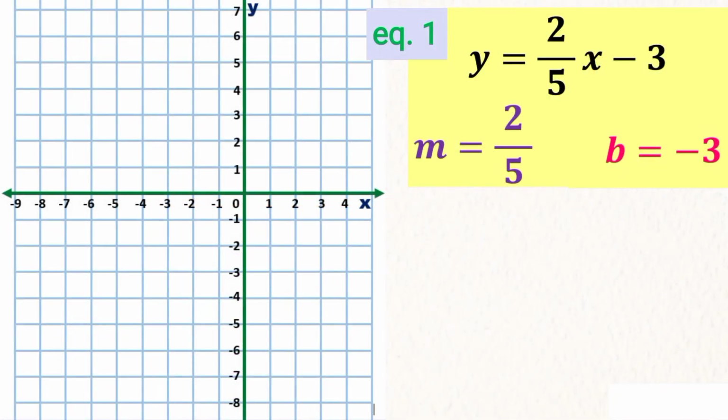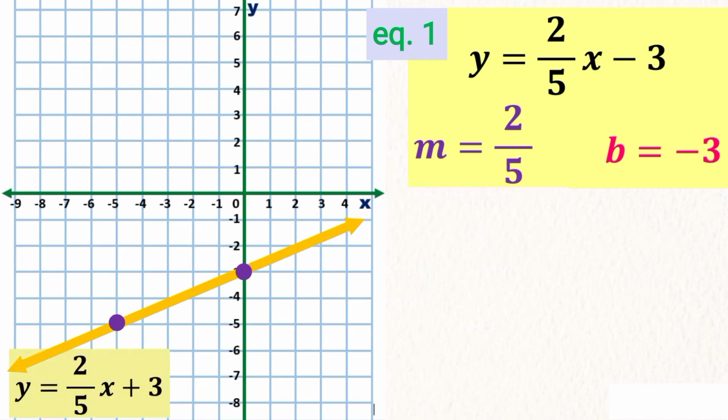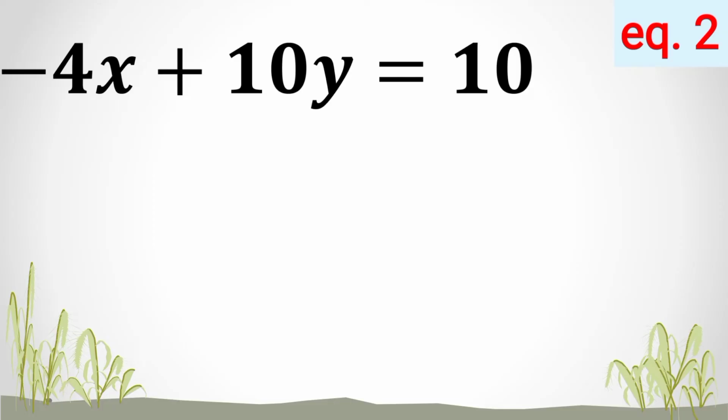So again, start with the y-intercept, -3, and count the number of rise and number of run using the slope. So the second point will be there, connecting to one another. This is the graph of the first equation. Now for the second equation, -4x plus 10y equals 10.